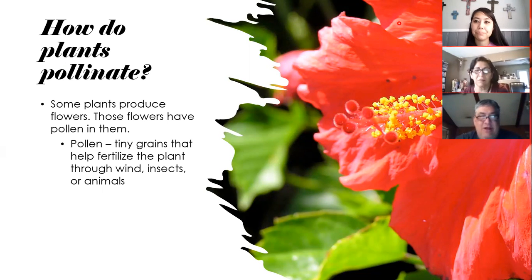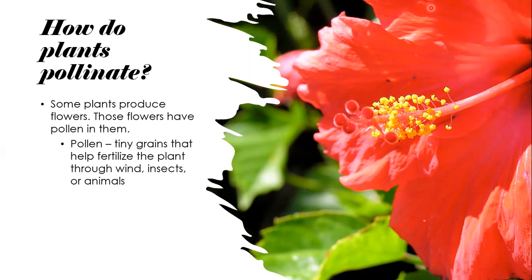How do plants pollinate? Some plants produce flowers. Those flowers have pollen in them. See the little tubes on the end of this red flower? That's where bees and hummingbirds like to dip in. The hummingbirds stick their beak in there and pull out honeysuckle, or the juice of the flower. That's how they feed, but that's also how they pollinate other flowers, because pollen gets all over their beak. They'll go to another flower and put that pollen on it.